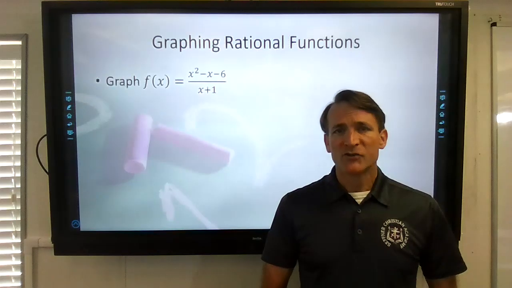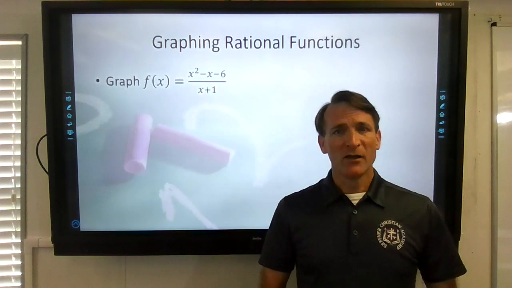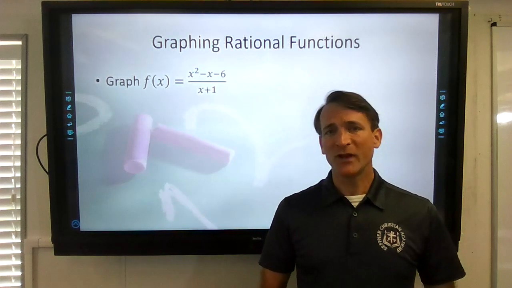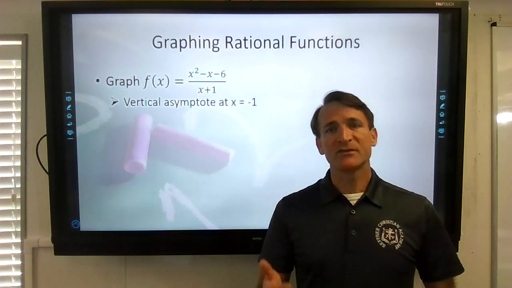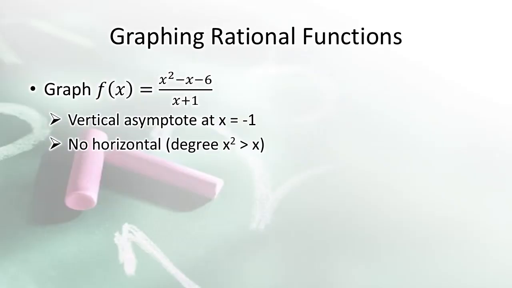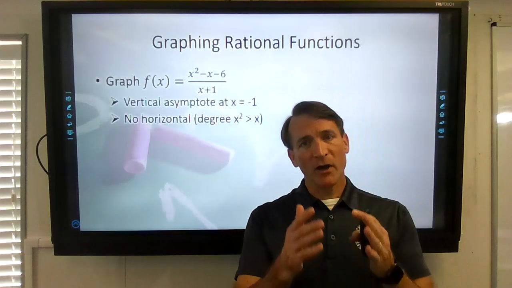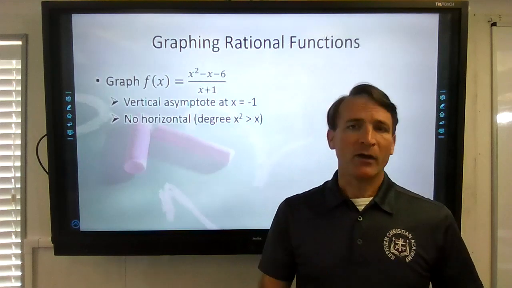So my vertical asymptote is when the denominator is equal to 0. In order for that to be the case, x would have to be equal to -1. So I have a vertical asymptote at x equals -1. My numerator has a greater degree than my denominator, which tells me I do not have any horizontal asymptotes. So it's just that one vertical. On your graph paper, go ahead and put an asymptote, which is a dashed line, at -1.